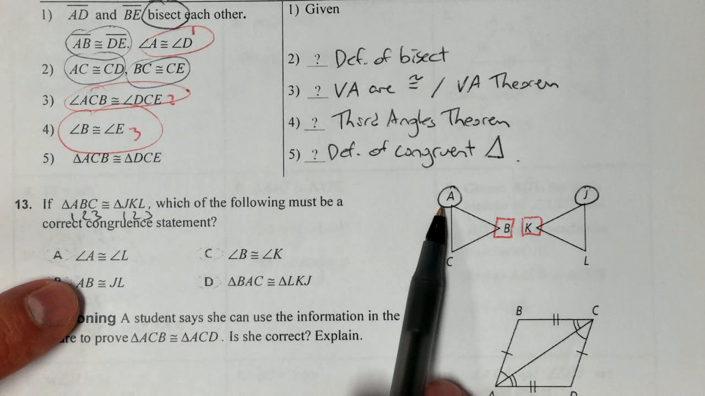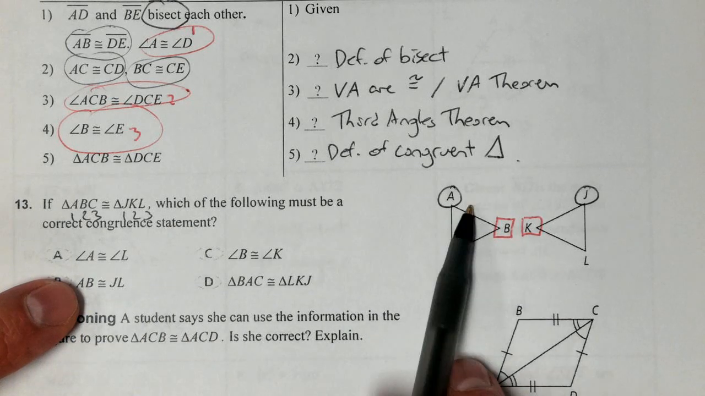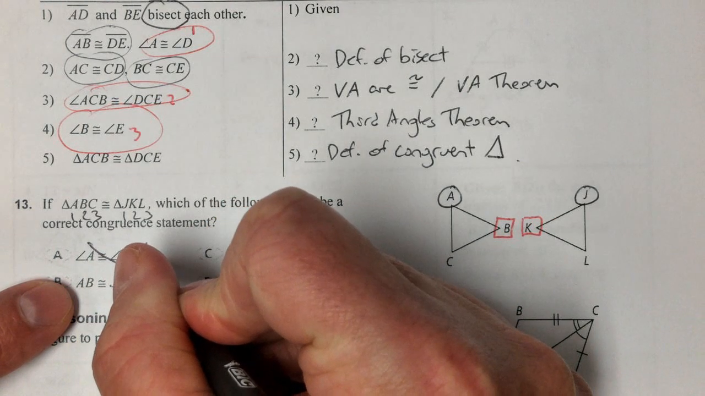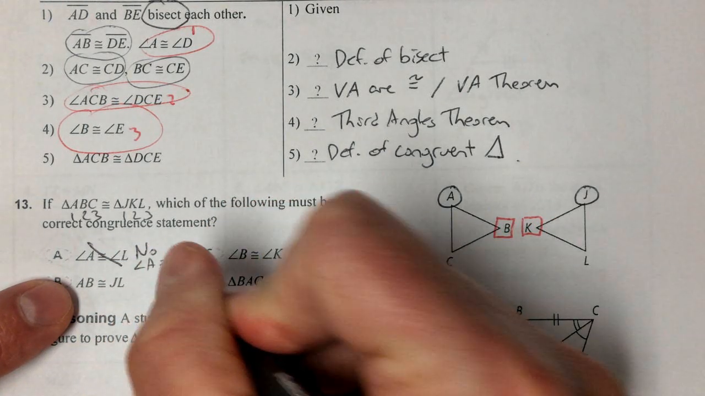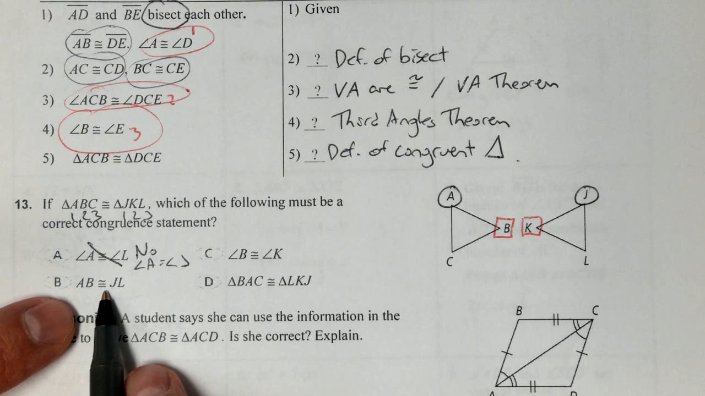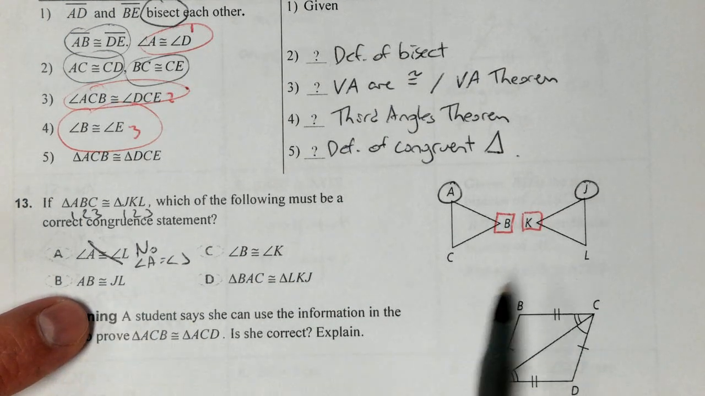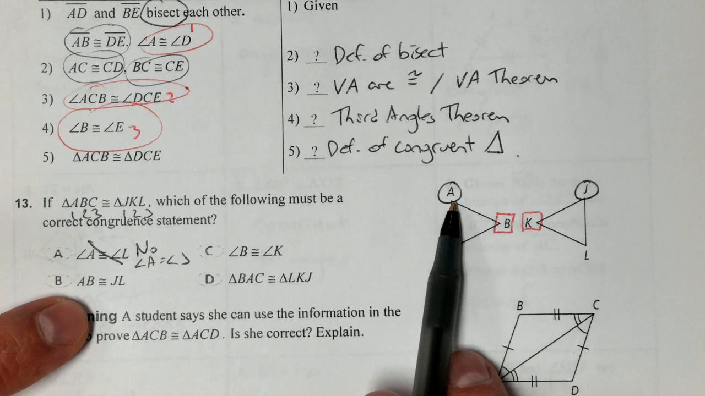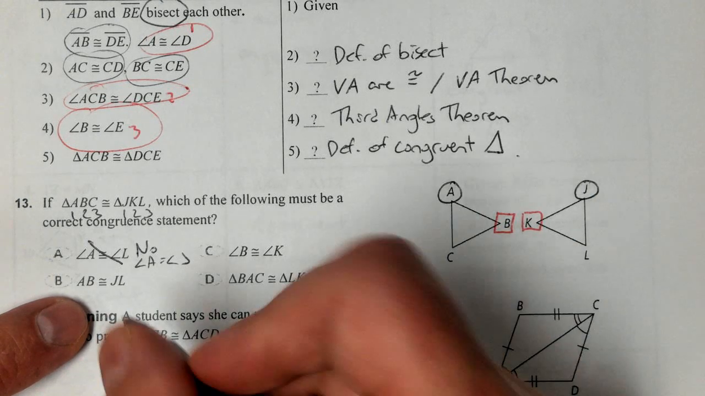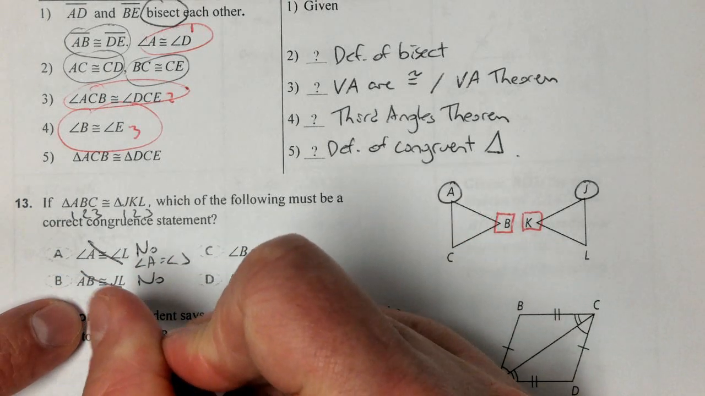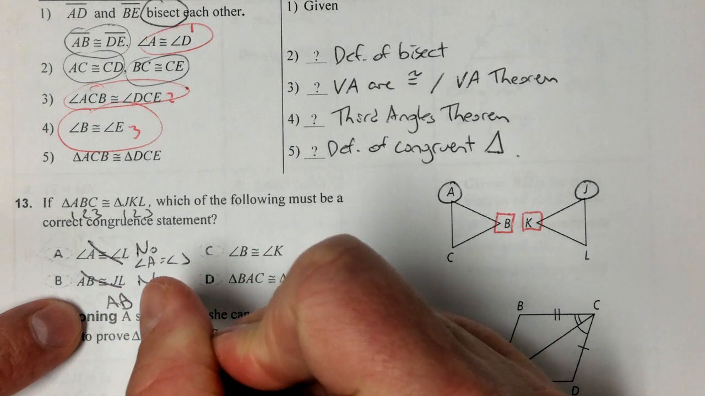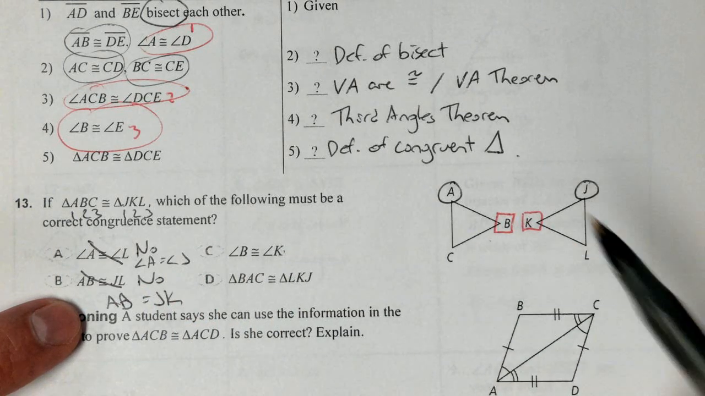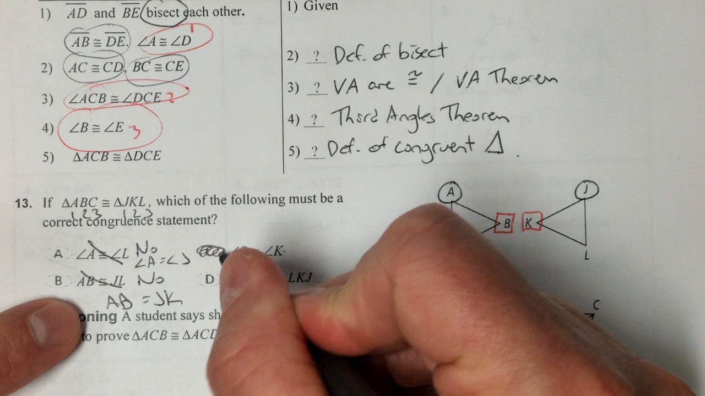A to L? No, it's really A to J. This is AB to JL. That'd be no, because it's AB to JK. And on this one, B equals K, yes. So that's going to be our answer.